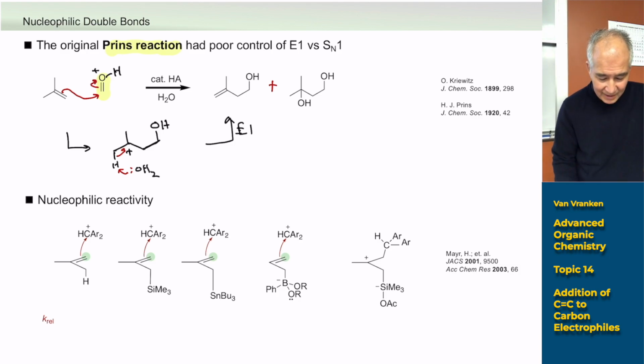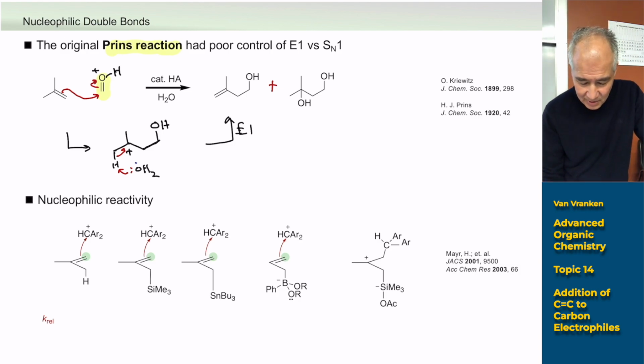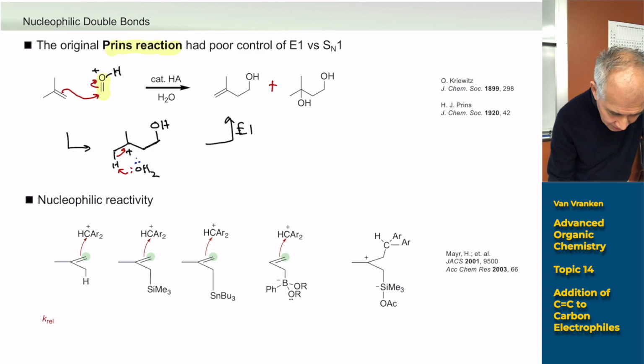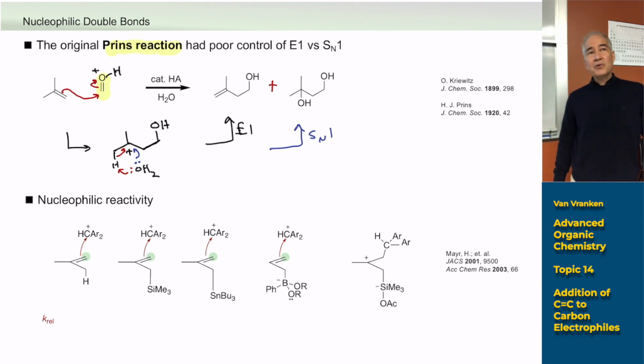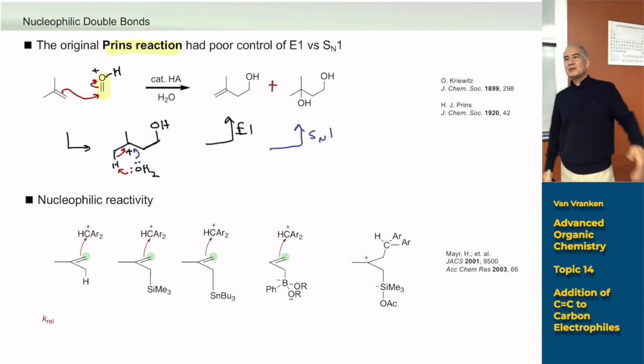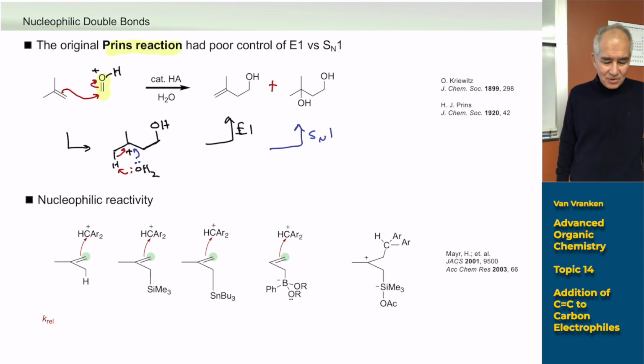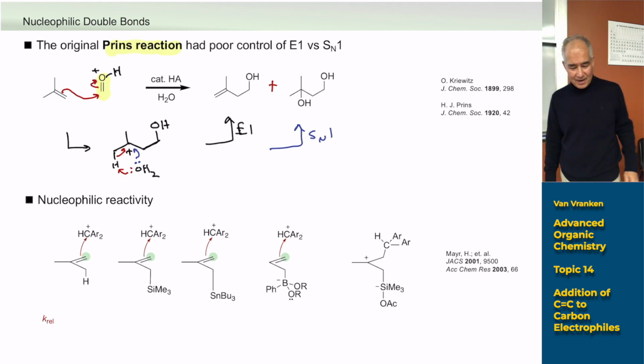You want to make one product, and you cannot stop, I'll draw the arrow pushing in blue this time, some of those water molecules from adding into the carbocation, and that goes through an SN1 type mechanism. So you get both the products of E1 and SN1. That's pretty typical. Usually when you're trying to do carbocation chemistry, you'll get mixtures of those two. So that's not really a useful process. So the reaction kind of sat around for a while. Not many people were using that reaction.